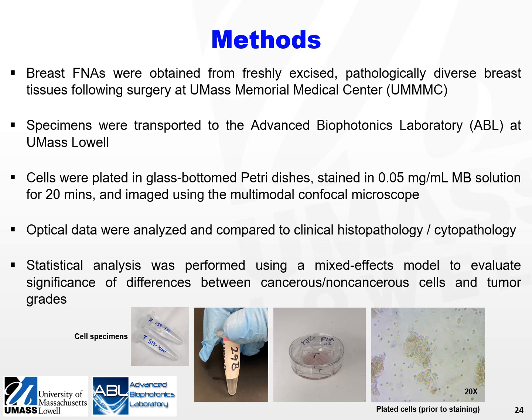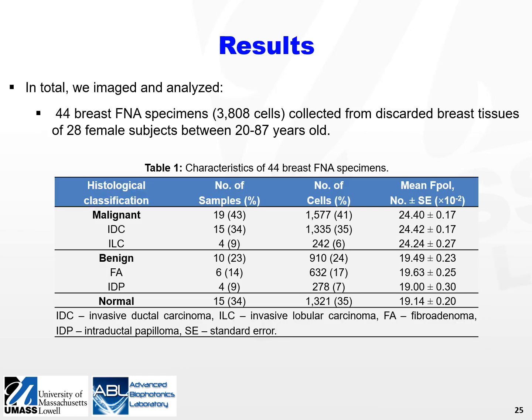Statistical analysis was performed using a mixed effects model to evaluate the significance of differences between cancerous versus non-cancerous cells and between the different breast cancer tumor grades. In total, we imaged and analyzed 44 breast FNA specimens collected from discarded breast tissues of 28 female subjects between 20 to 87 years old.